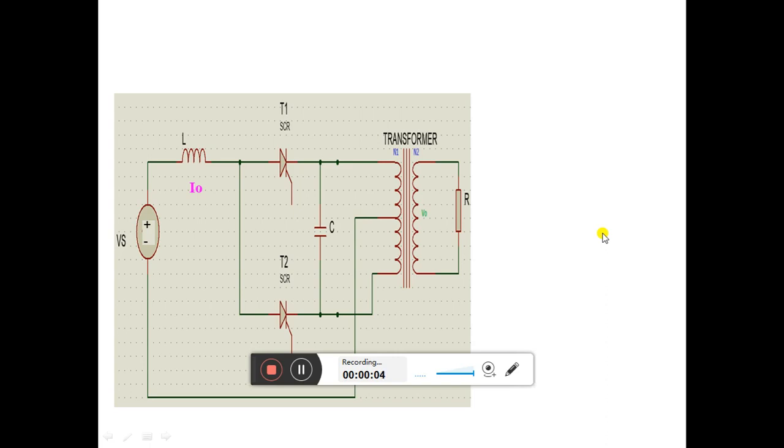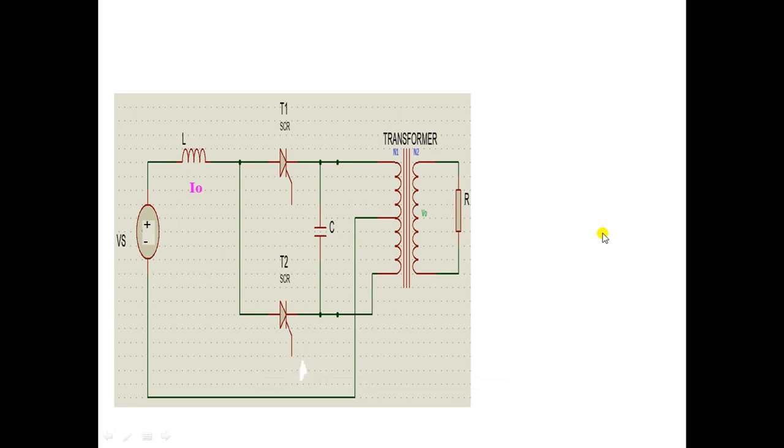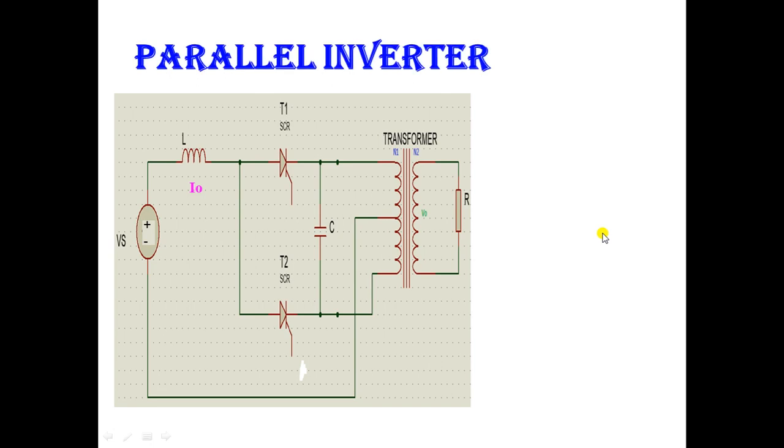In this lecture, we are going to study the parallel inverter. This is the circuit of a parallel inverter, which has a DC voltage source and an inductor. The function of this inductor is to keep the source current constant at I0. How it is kept constant at I0, we will study in the working of the circuit.